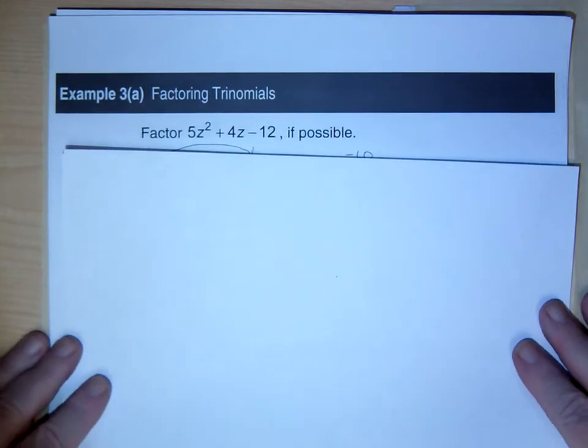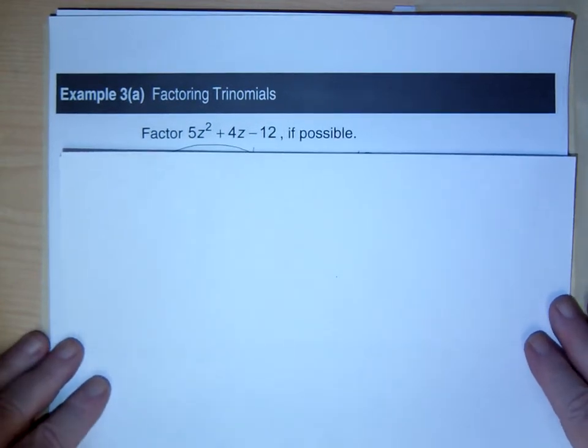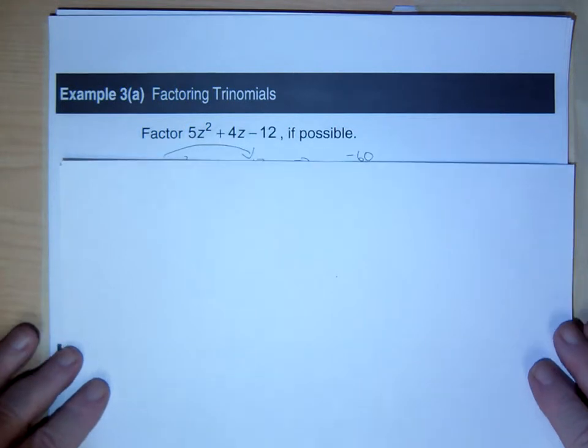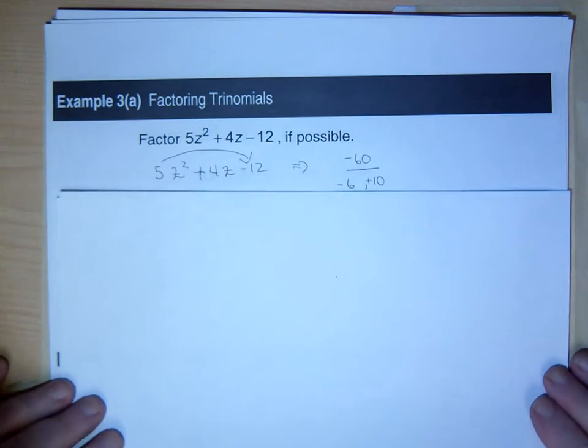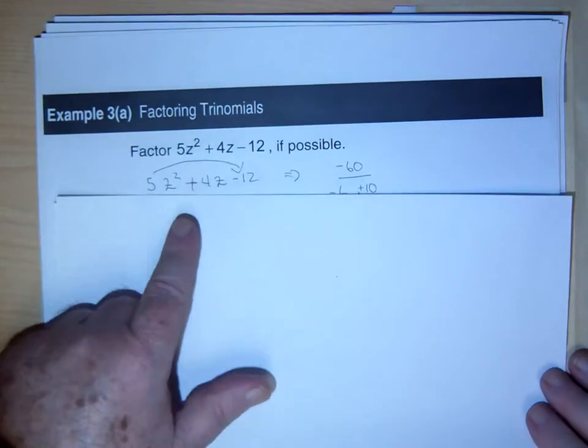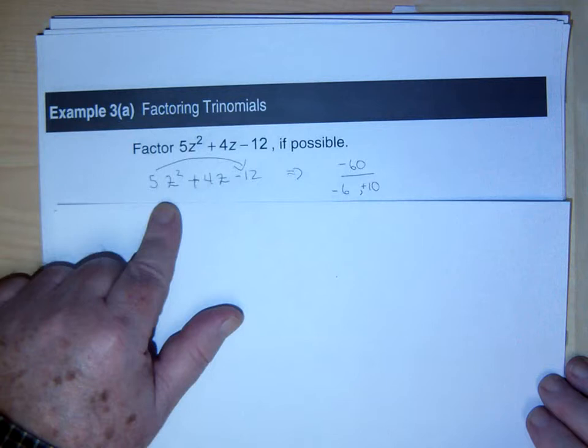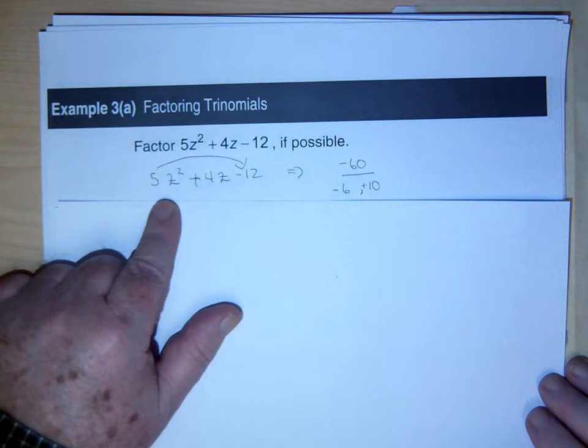Similarly, we can factor a trinomial, meaning there are 3 terms. This is 5z squared is the first term, 4z is the second, and minus 12 is the third. It does say if possible, because sometimes you can't factor these, and if you can't, you call them prime. So here's a process. You can guess and check, but I propose doing something perhaps different, so you're not looking up to the sky and guessing.